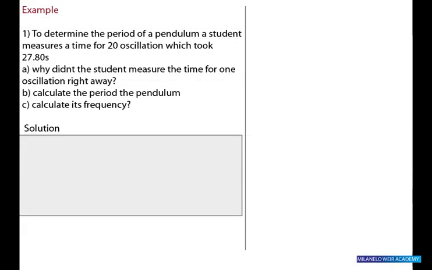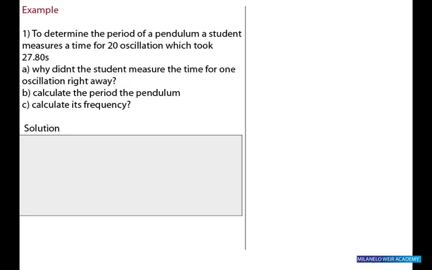Well, guys, let's now look at a few examples. Question 1. To determine the period of a pendulum, a student measures a time for 20 oscillations which took 27.80 seconds.